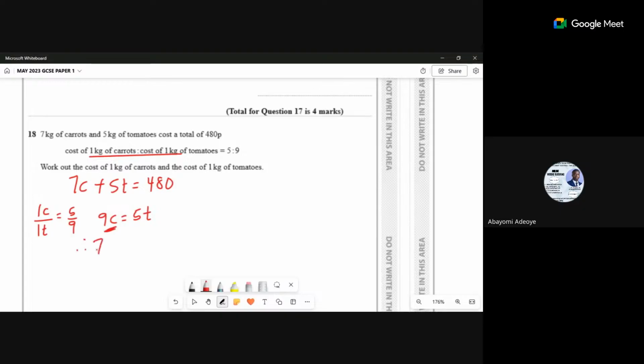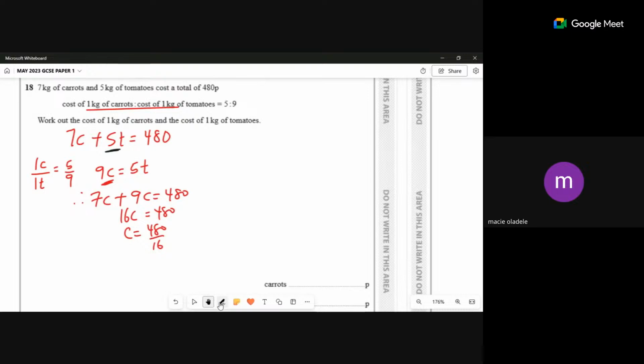So I have 7c plus, so here I have what? 5t, right? So what's 5t now? 5t is now 9 what? 9c. So I have 9c equals to 480. So 7c plus 9c is what? 16c. 16c equals to 480. So c equals to 480 over 16. So what's c?